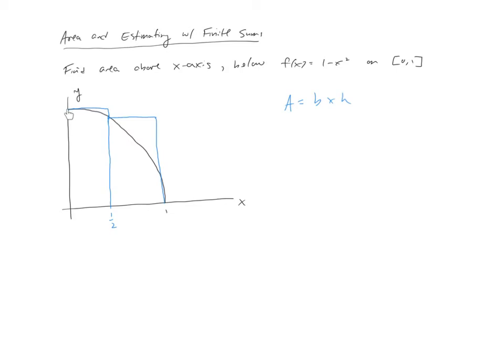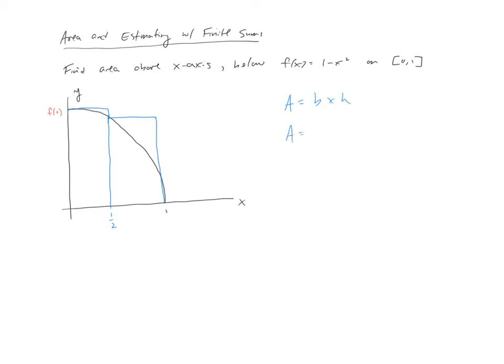And if you'll notice, that guy up there, that's going to be our function at 0. So this guy here is f of 0, right? If I plug a 0 into my function, it's going to spit out the height of my function. So that's going to be f of 0. So for my first rectangle, I've got a base of 1/2 and a height of f of 0.